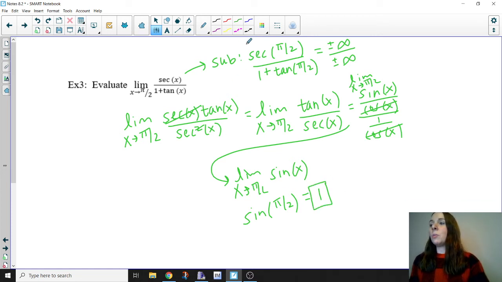So we started with trying substitution and seeing that we have a positive or negative infinity in the numerator and the denominator. But when we applied L'Hopital's rule, we found that we got a limit answer of just 1.